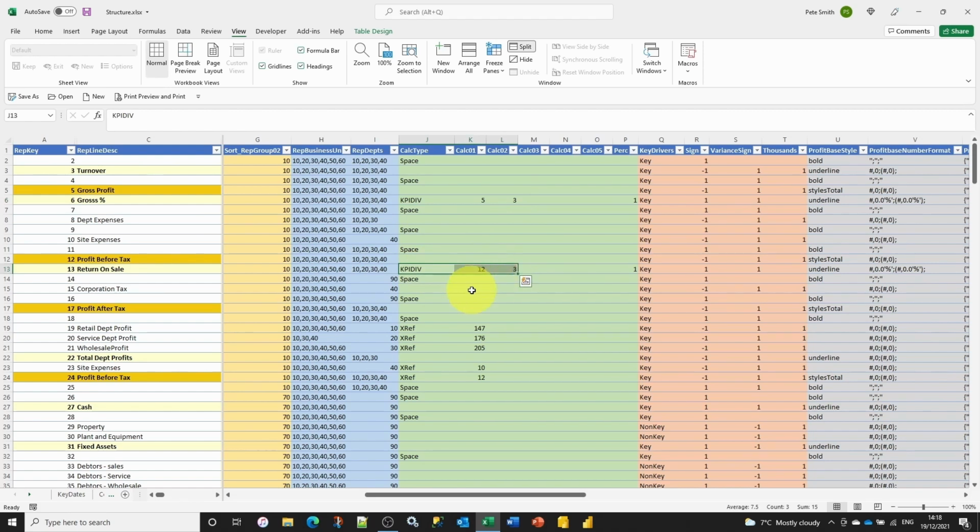You can see here again we've got a second one, calculating the return on sale, which is profit before tax divided by turnover, 12 divided by 3.